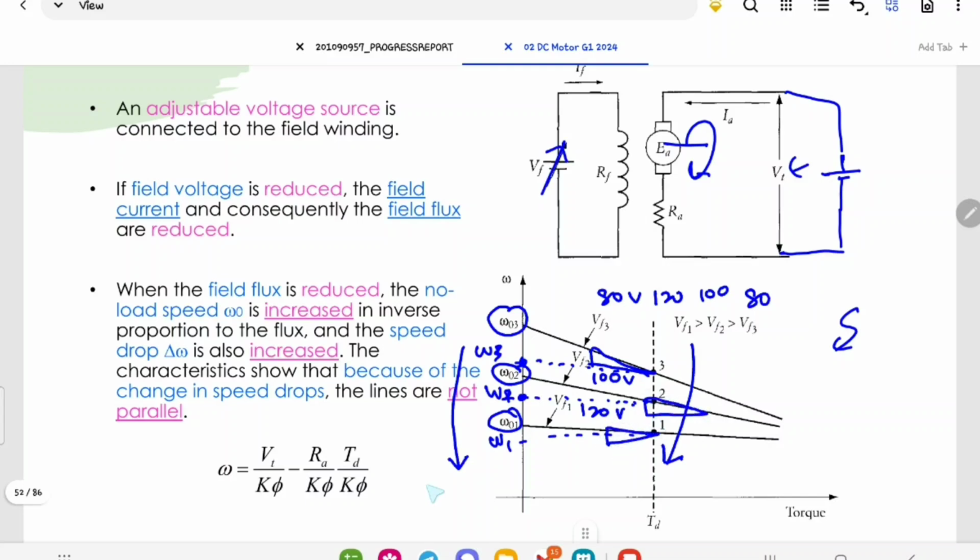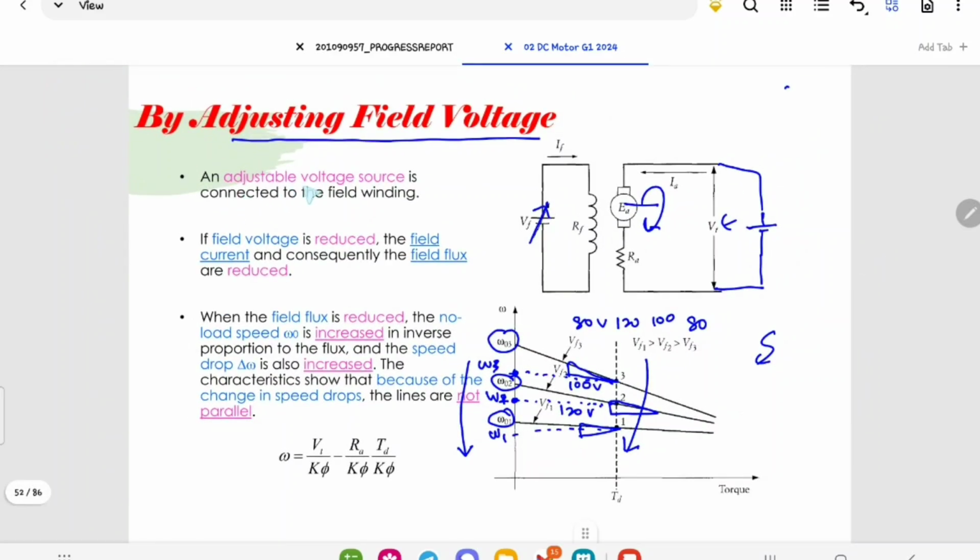Okay, that is the initial expectation that we can see from the graph. You can also read from here: an adjustable voltage source is connected to the field winding, and VA is fixed. If the field voltage is reduced, the field current, and consequently the field flux, are reduced. Because it affects the field current, it will reduce and affect the back EMF of the motor. When the field flux is reduced, the no load speed is increased. Even though earlier I said the larger, right?